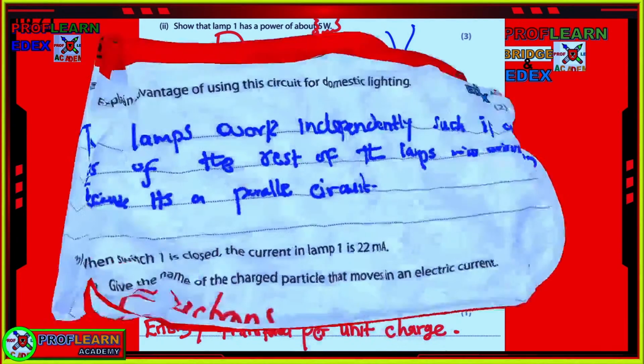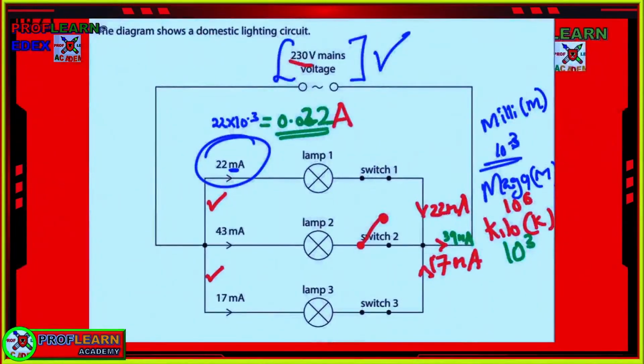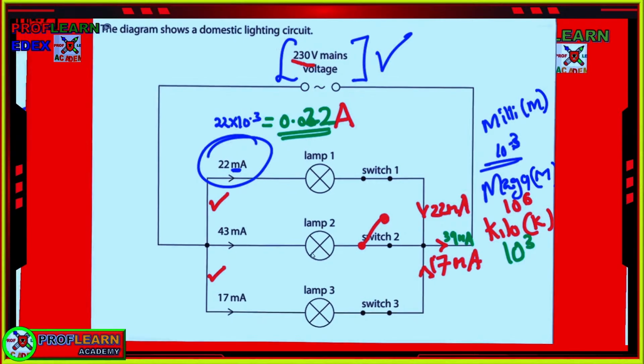We know that power is equal to voltage times current. Now you can see the amount of current that is here is 22 times 10 raised to power negative 3, which is 0.022. The voltage is the same because all these bulbs share the same voltage, which is 230 volts. So each of the bulbs will have the same voltage because this is a parallel circuit.